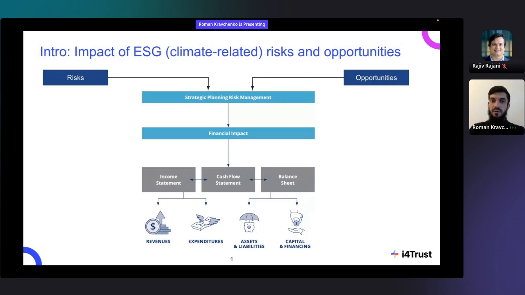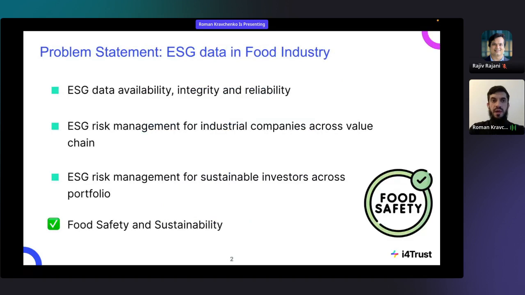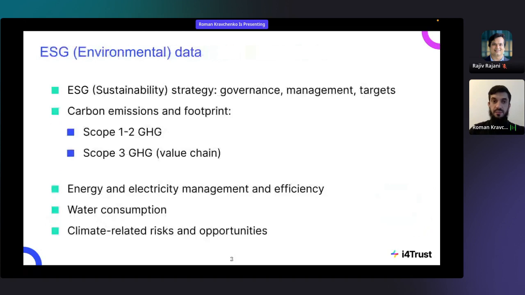It would assess the impact of climate on financial results and business assets from one side, and assess the impact of business on the environmental pillar, and share this data with financial institutions, first of all, with investment companies who seek to invest in sustainable companies. We're focusing on solving the problem of ESG data management in the food industry, improving ESG data availability, integrity, and reliability, automating the process of ESG risk management for industrial companies across the value chain, and finally, improving food safety and sustainability.